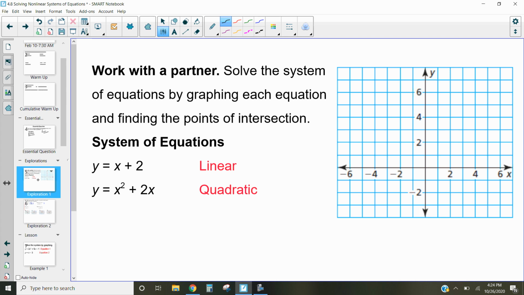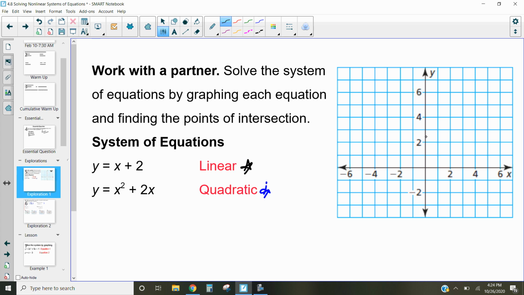We are going to graph one of them by hand. To graph by hand this first one, we want to graph our linear function, which is x plus 2. And then we're going to graph our quadratic function, which is x squared plus 2x. So we're going to graph both of those. I'm going to do this one in black here.